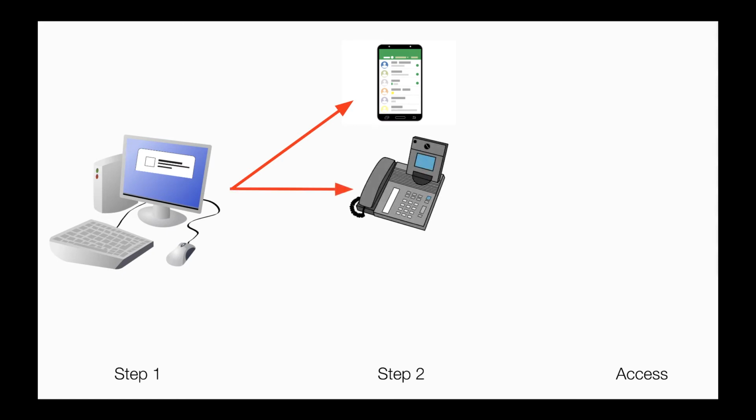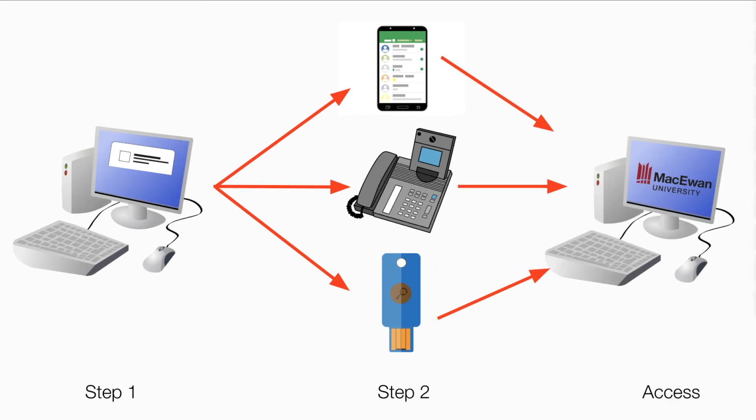A call to your desktop phone can also be used for authentication, or you can use a security key, which you'd plug into the USB port of the computer you're using. Once you've authenticated from one of these devices, you'll be granted access. You can register for one or all of these devices to provide authentication.